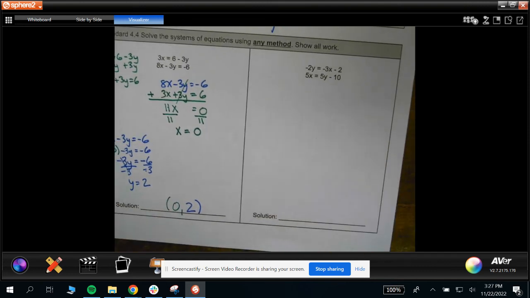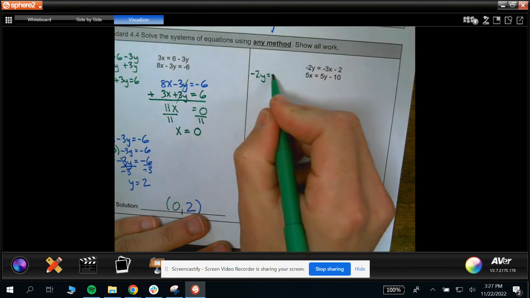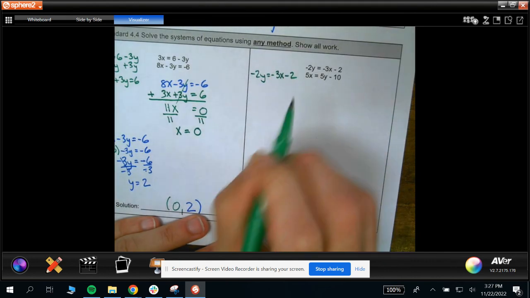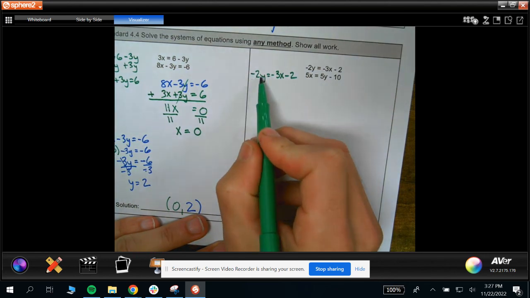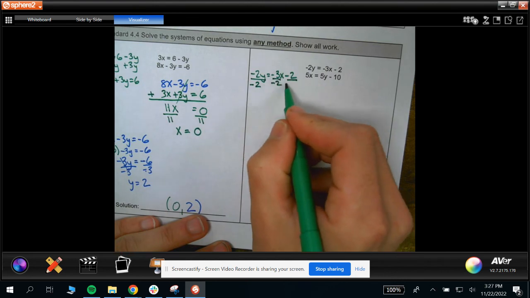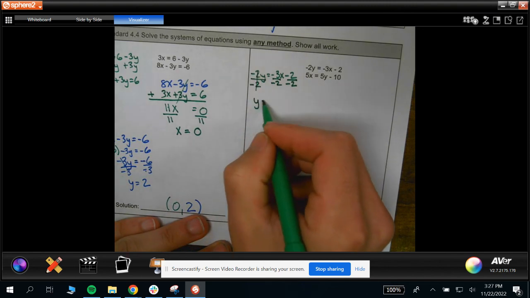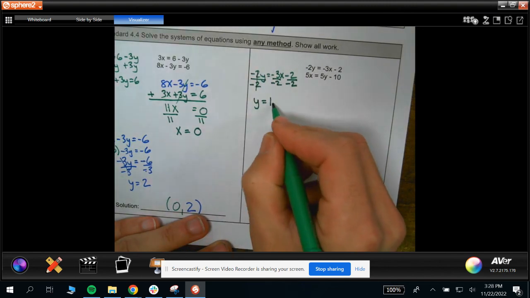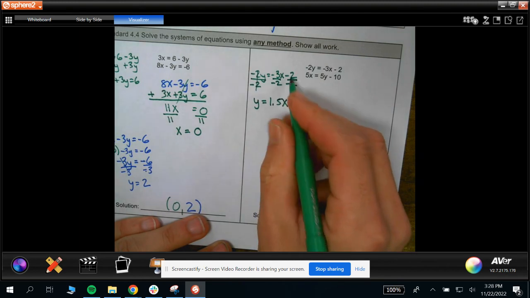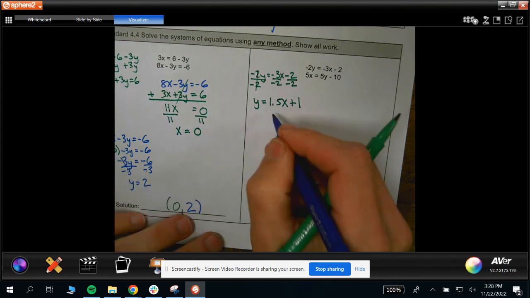All right, let's do the last one. I see here, negative 2y equals negative 3x minus 2. Well, I think on this one, I want to use substitution. So in this equation, I need to get y by itself. What's happening with the y here? It's negative 2 times y, so I'm going to divide both sides by negative 2. That means I have to divide everything by negative 2. Negative 3 divided by negative 2 is 1.5x. Negative 2 divided by negative 2 is 1. So y equals 1.5x plus 1.